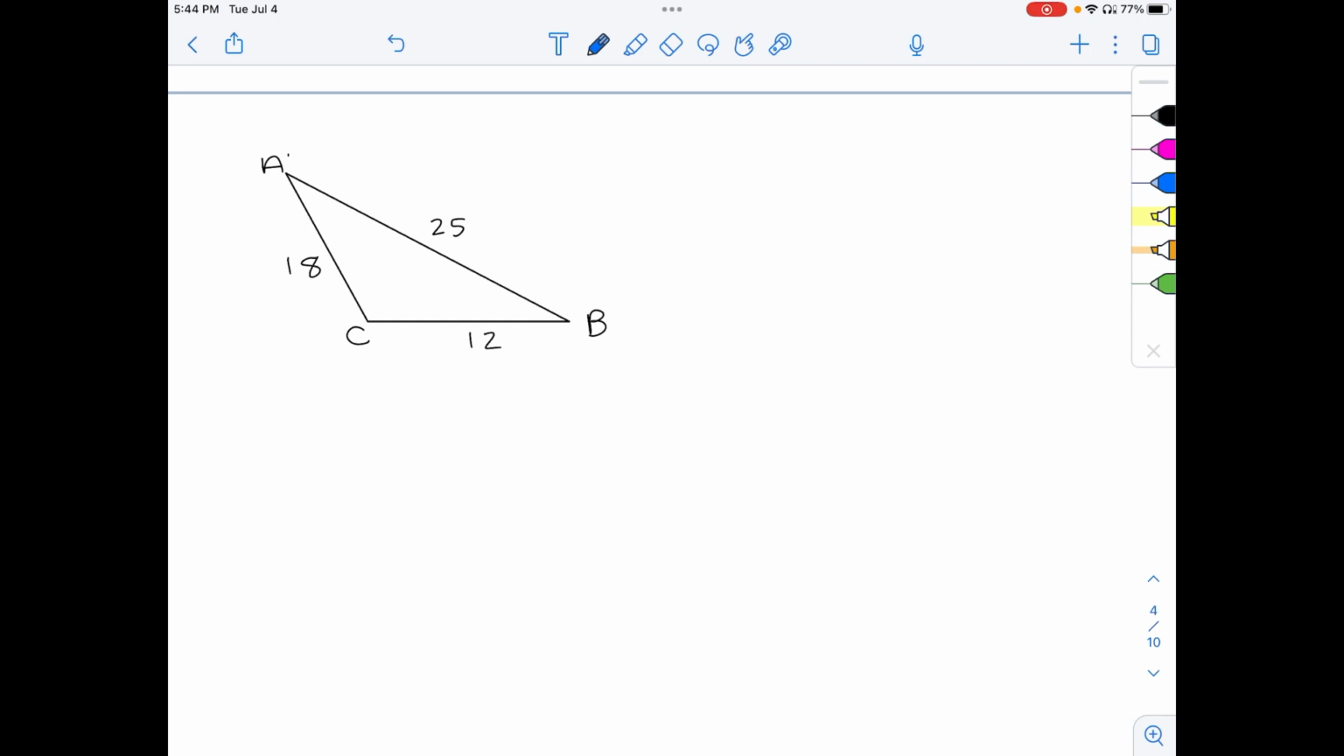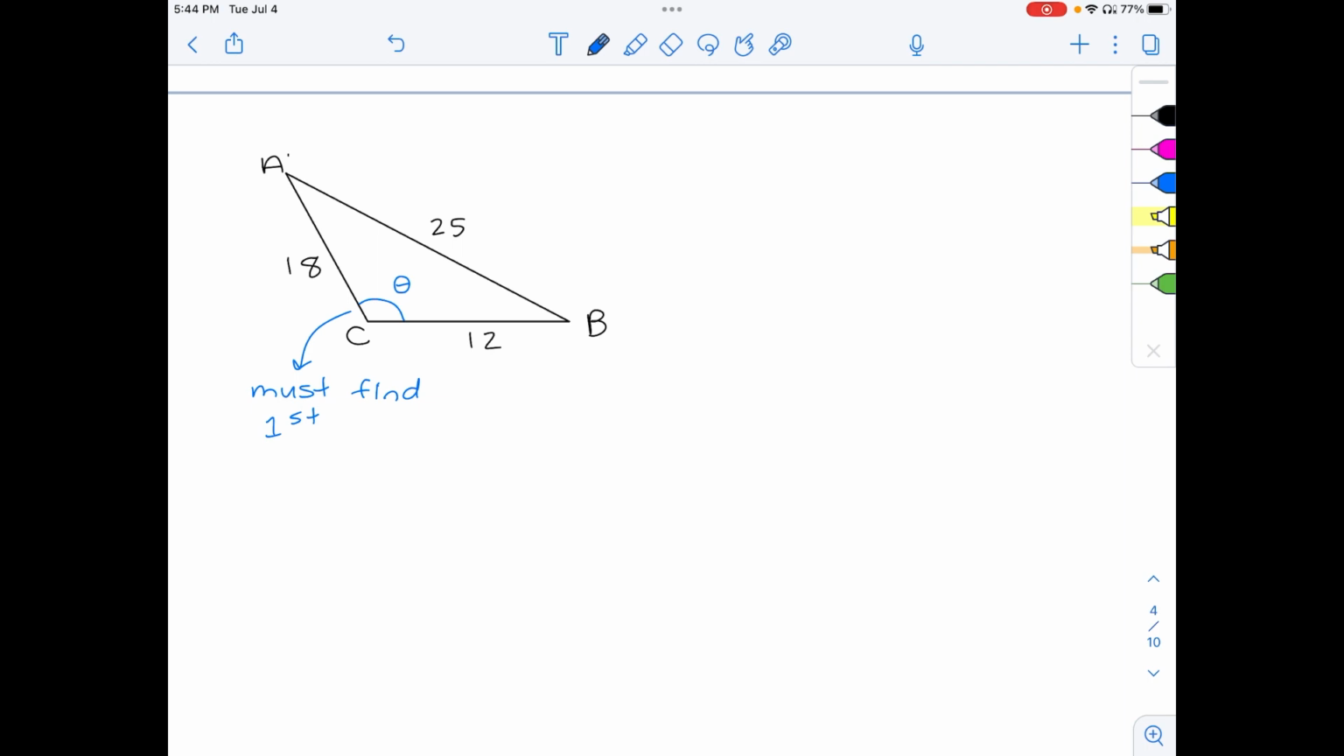I need to find the biggest angle first, which is this one. Again, visually we can tell that it's the biggest one, but it's also across from the longest side, right? The longest side is clearly 25, that's the biggest number there. And the angle across from that is C. So I have to find this first because it is the biggest.